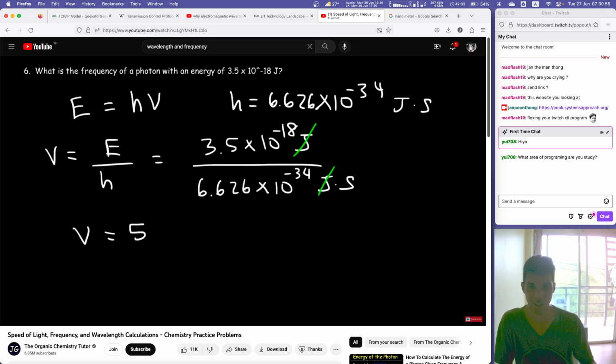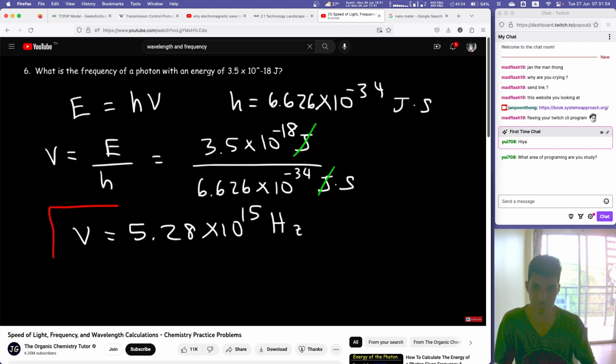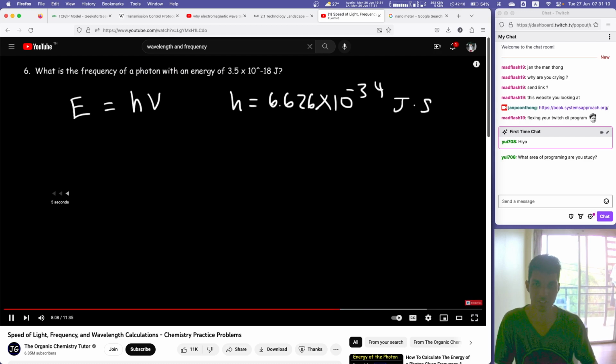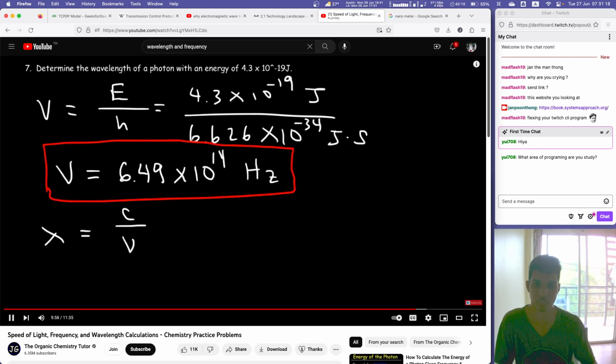So the frequency is going to be 5.28 times 10 to the 15 hertz. And so that's how you can calculate the frequency of a photon given its energy. Then to find the wavelength of a photon, you take the speed of light divided by the frequency.